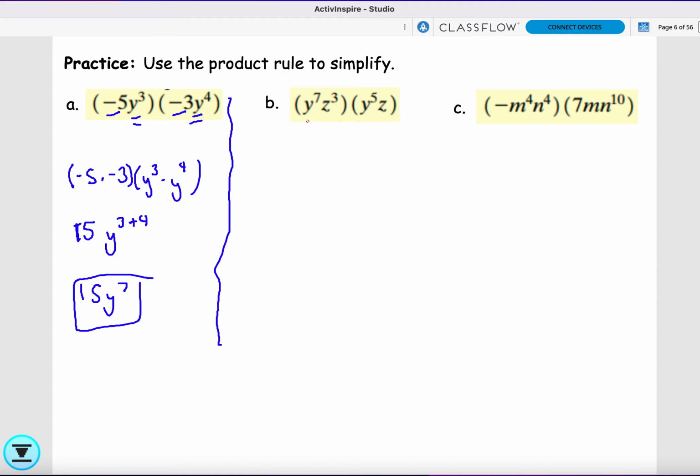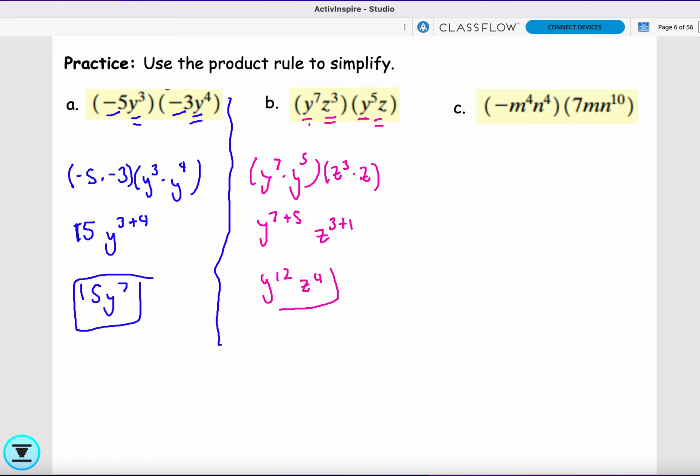For B, we have y to the 7th times z cubed times y to the 5th, z cubed times z. So it'll be y to the 7th times y to the 5th times z cubed times z. So add your exponents, 7 plus 5, and then z 3 plus 1. So then we get y to the 12 times z to the 4th. And we are done with B.